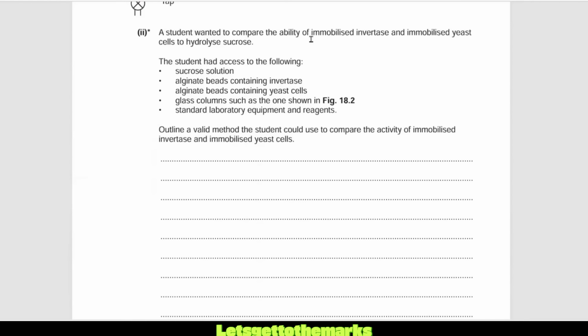A student wanted to compare the ability of immobilized invertase and immobilized yeast cells to hydrolyze sucrose. The student had access to the following: the sucrose solution, our substrate, alginate beads containing invertase, alginate beads containing yeast cells, glass columns such as the one shown, standard laboratory equipment and reagents. Outline a valid method the students could use to compare the activity of immobilized invertase and immobilized yeast cells.